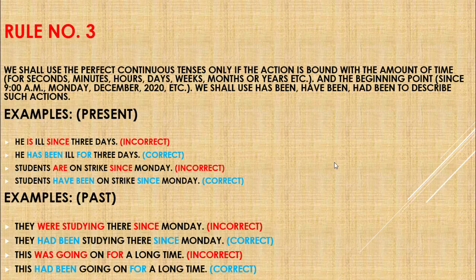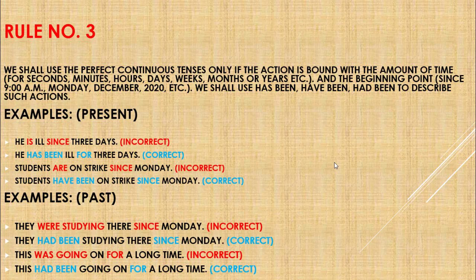Similarly, the next sentence, students are on strike since Monday, is incorrect because we should use have been in place of are. So the correct example is, students have been on strike since Monday.